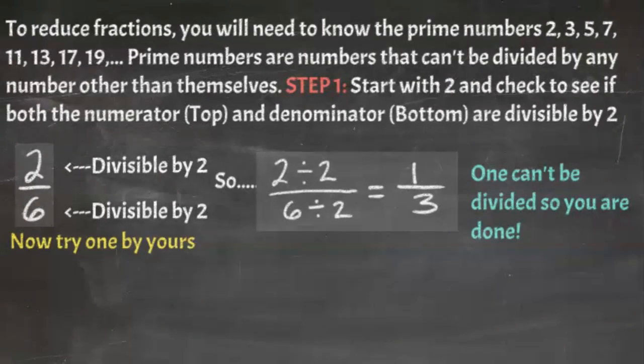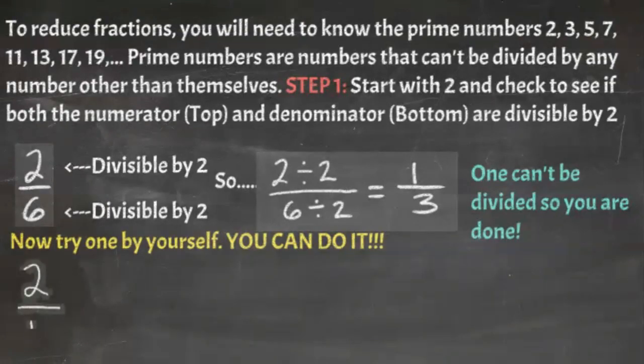So now let's try one by yourself. You can do it. Here's the fraction I'd like you to try: 2 over 10. So remember, check to see if they are divisible by 2. And since they're both even numbers, they are divisible by 2. So I write down divisible by 2, and on the bottom 10 is also divisible by 2.